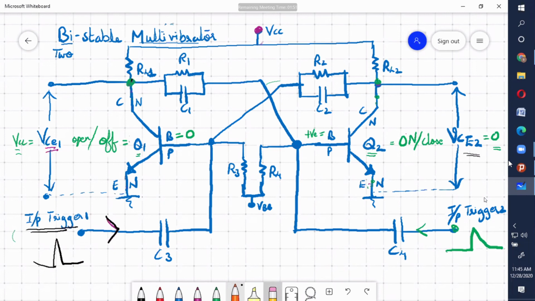If you have not seen it, observe it now. This application is called a bistable multivibrator. Bistable means two stable states. If one is on, the other will be off. If the other becomes on, this side will be off.